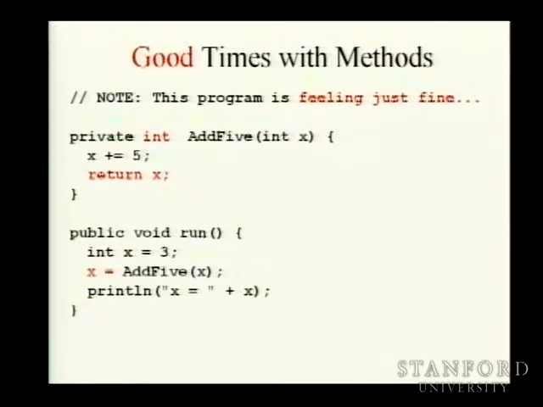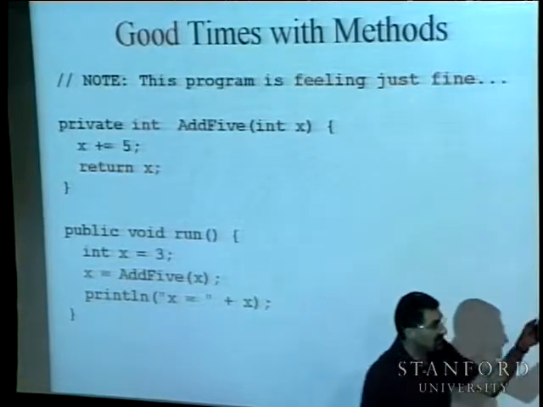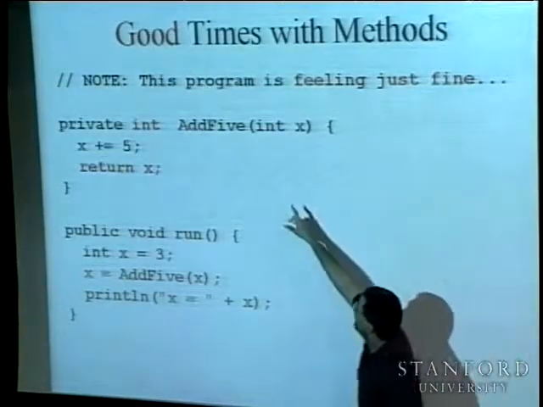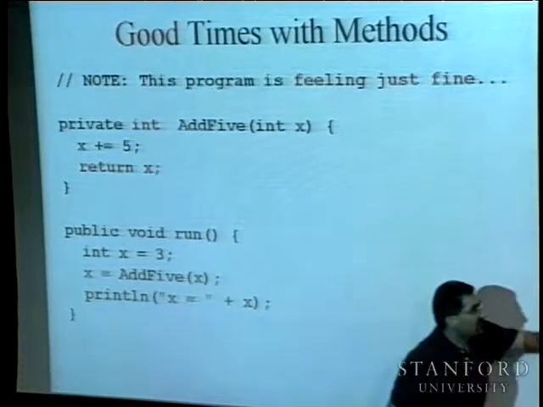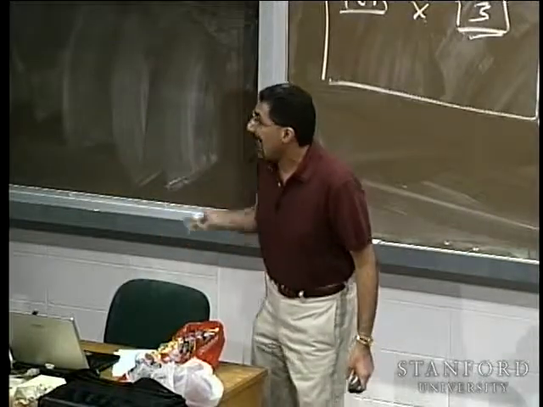Here, how can we change it? What we need to do is think about information flow through our program. We need to think about that value that we computed in add 5. Somehow we want to pass it back out so run can get it. So let's trace through this code. Run starts. It has a stack frame. It has x equals 3 in it. And it says, I'm going to call add 5, and I'm going to pass it x.